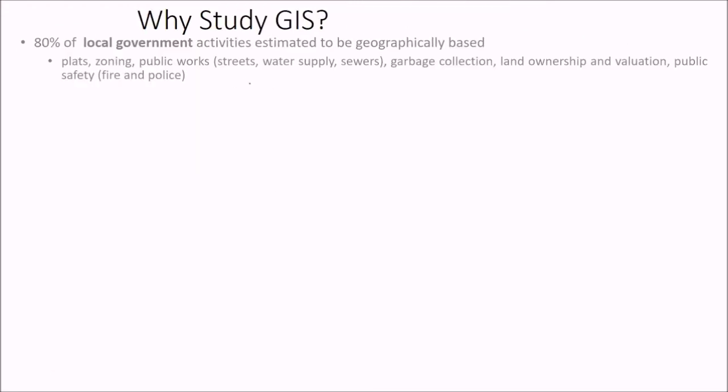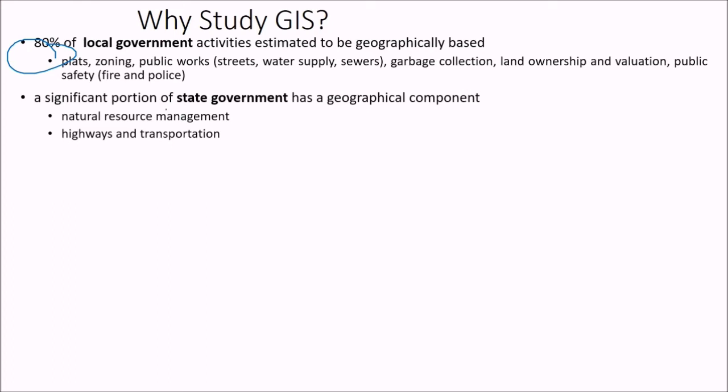So why are we studying the GIS? Why would we study GIS? Because 80% of the local government activities are estimated to be geographically based. Everything is geography, whether it be platting, zoning, public works, garbage collection, land ownership valuation, public safety, fire and police. A significant portion of state government has a geographical component. For example, they want to manage the natural resources. They want to lay the highways and transportation.